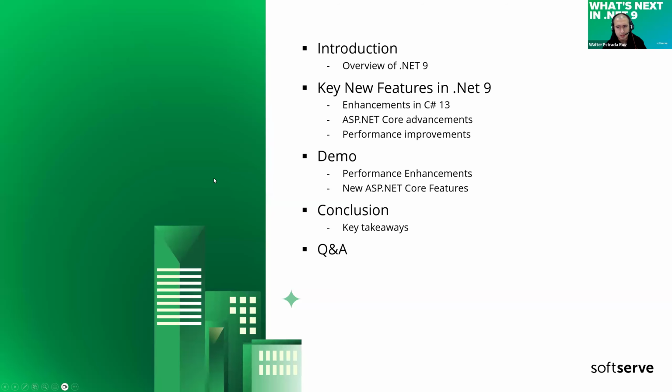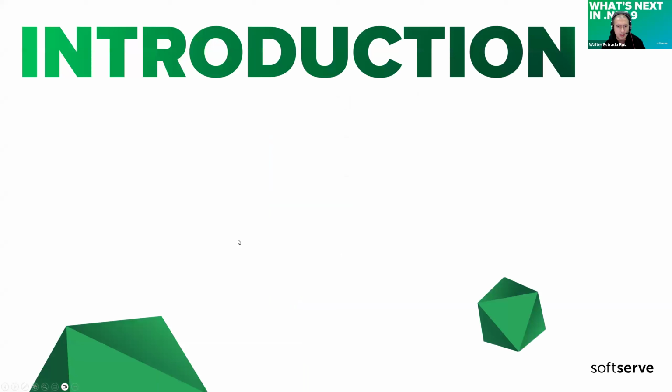So basically, this will be our agenda. First, we'll have an introduction, a quick overview from a very high level of .NET 9. Then we'll explore the key new features in .NET 9, such as the enhancements in C# 13, ASP.NET Core advancements, and a few of the performance improvements. Then we'll see a couple of demos about the C# 13 and the new ASP.NET Core features. Then a conclusion and a quick space for questions and answers.